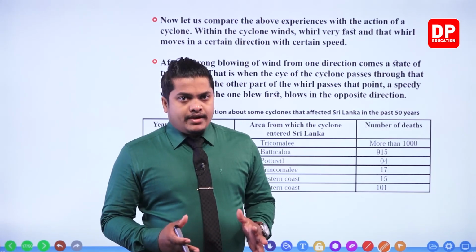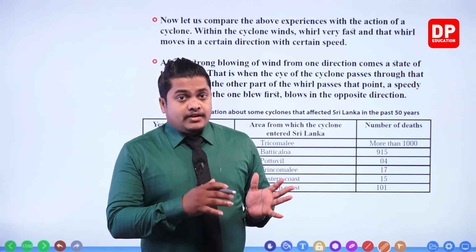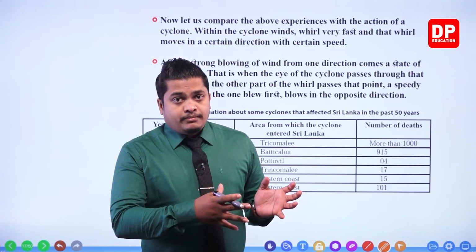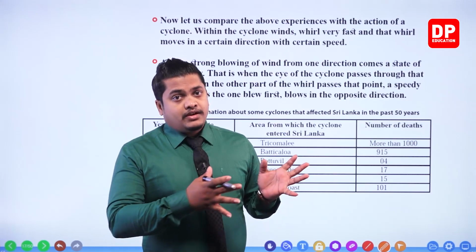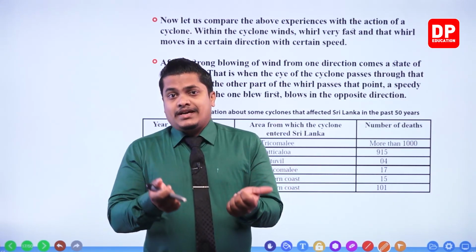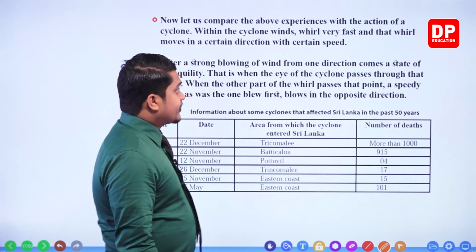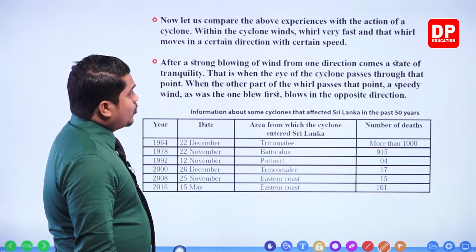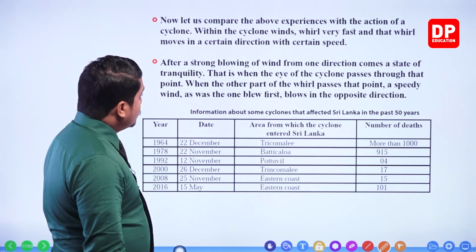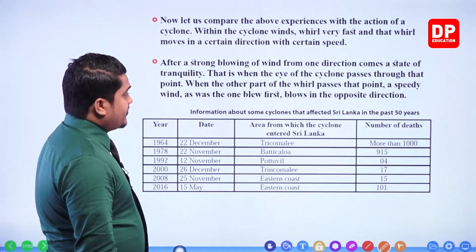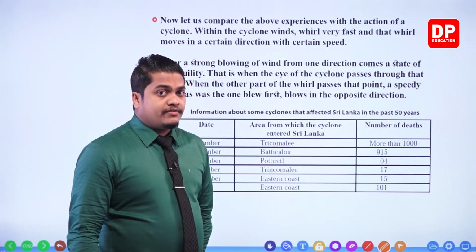Now we are going to compare the scientific explanation with the experience given in the previous slide. We are going to give a scientific explanation for that experience related to the cyclone. Within the cyclone, winds spiral very fast, and that spiral moves in a certain direction. We know that in a cyclone, winds spiral, and these spirals rotate very fast in a certain direction.